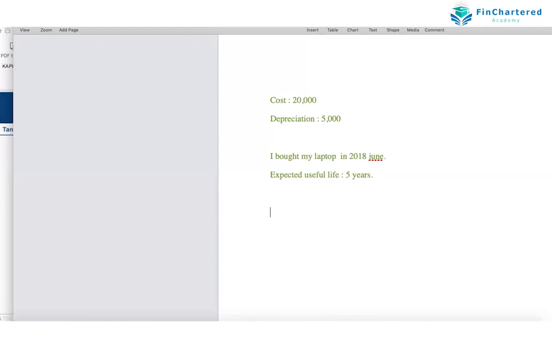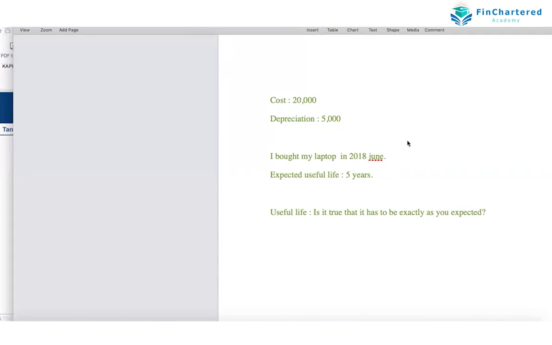So is it true that the useful life of the asset has to be exactly as you expected? No. So the useful life could change.